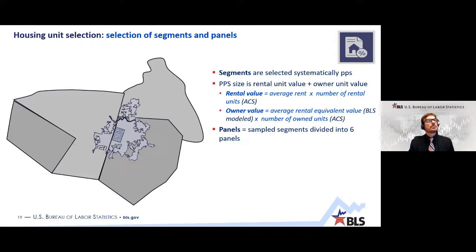For a city, we divide them into 6 panels. Now, why do we do this? It would be extremely expensive to go to every housing unit and collect the price change for rent in our survey every single month, especially since rent change is sticky. Rent changes don't change monthly, typically.